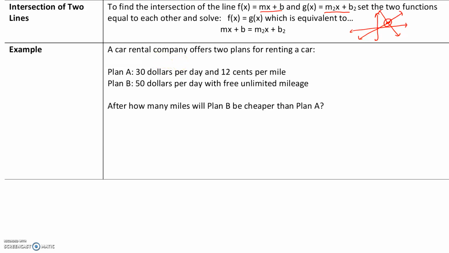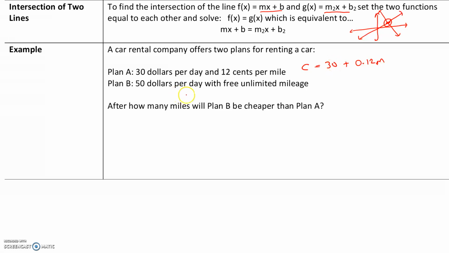For the first plan, we pay $30 per day and 12 cents per mile. So the cost is given by, there's a fixed fee of $30 per day. Notice there's no variable there because it's a fixed fee. And for each mile, the charge is 12 cents. Now this is a variable because this cost is going to change depending on how much we drive, whereas this cost is going to be fixed.